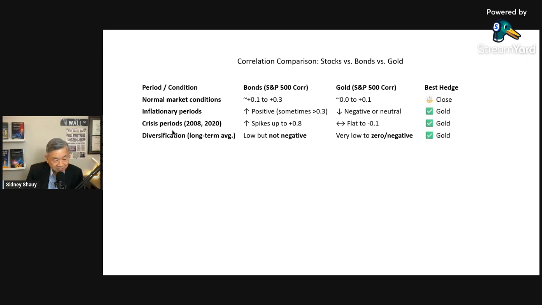During crisis periods, the correlation for bonds just spikes up to very positive territory, and gold is pretty much stable. So gold wins here too. And diversification for long-term purposes, right? Bonds is low but not negative, and gold is very low to zero negative. So gold is actually a little better than bonds to work as a hedge to stocks, if you want to build a portfolio that way.